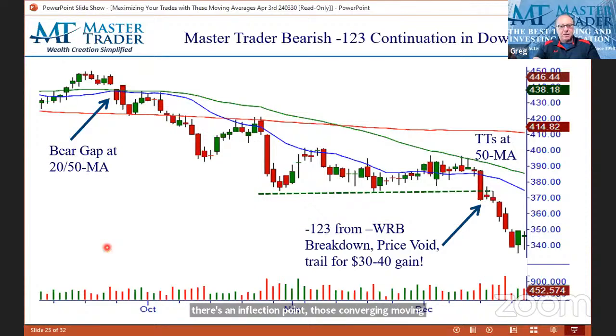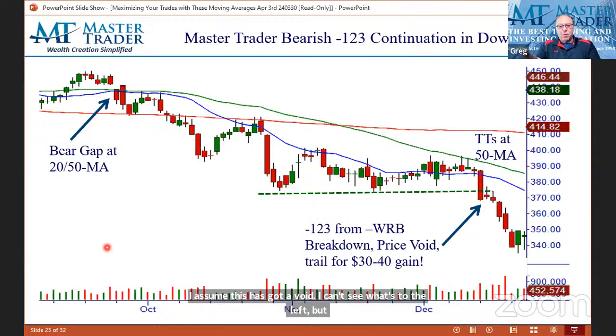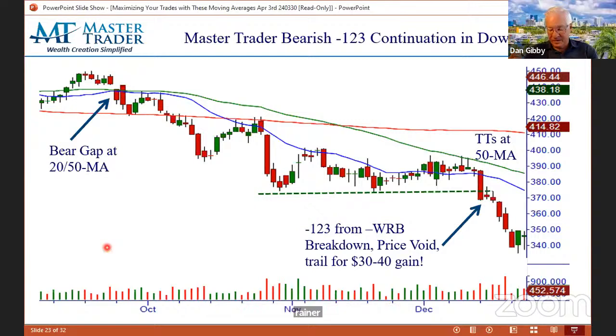And those that are long, that were buying this while it was going sideways, are getting nervous. So those topping tails at the 50 MA, every time it breaks out, they're selling into it. Now, I assume this has got a void. I can't see what's to the left, but once that wide range bar kicks off, that 1, 2, 3 is a no-brainer.